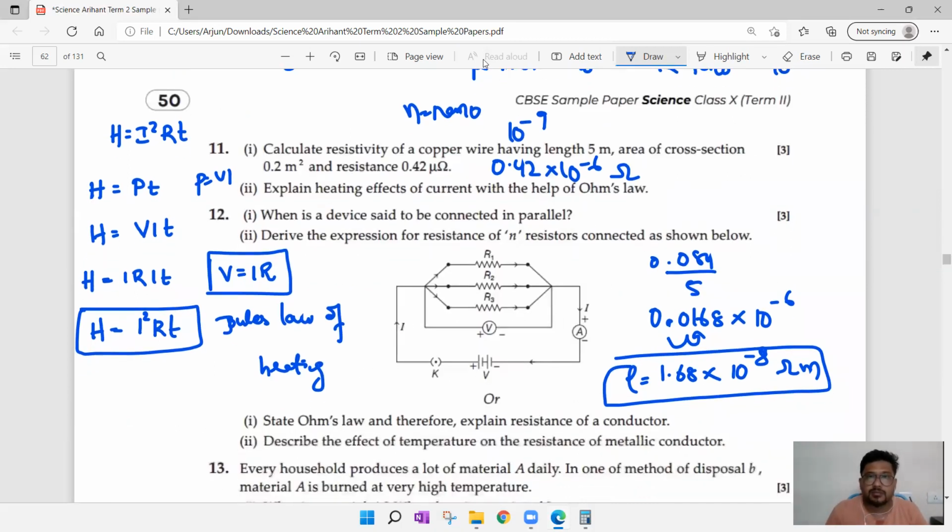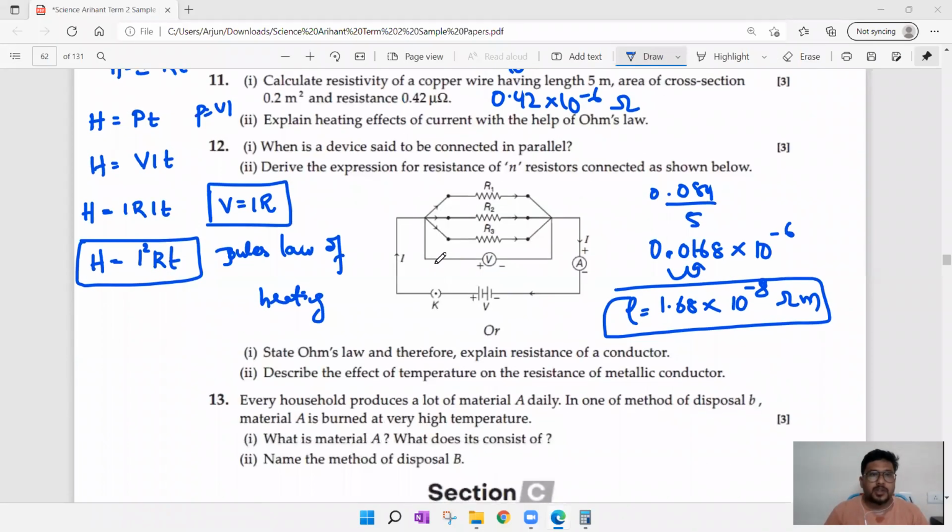Next, 12th question: when is a device said to be connected in parallel? When can we say connected in parallel? Whenever we find junctions, different answers you can write. Whenever similar terminals are connected to a single point, or similar terminals are connected to a junction, when multiple devices are connected across the junctions, across the points, and from the point where we can find 2 to 3 different terminals, all these points you can write. So that is a condition where we can tell it is connected in parallel.